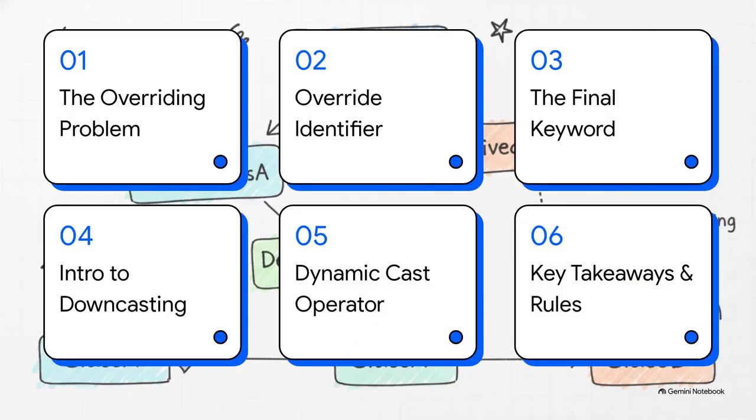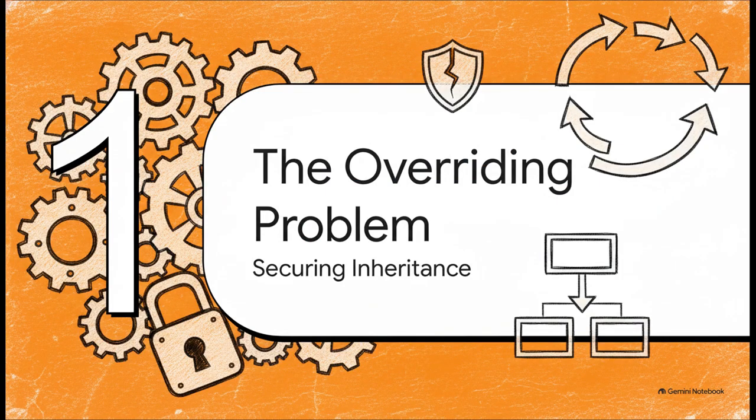Here's our roadmap for the day. We're going to cover the overriding problem, the override identifier, the final keyword, an intro to downcasting, the dynamic cast operator, and wrap up with some key takeaways. Okay, Section 1, the overriding problem and how we actually secure our inheritance.